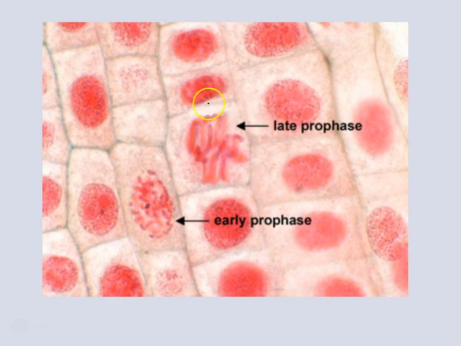Here you have some onion cells. These are like the roots of a plant cell. And so you can see here you've got early prophase where it's kind of grainy looking, and then late prophase where you can see all of those chromosomes.